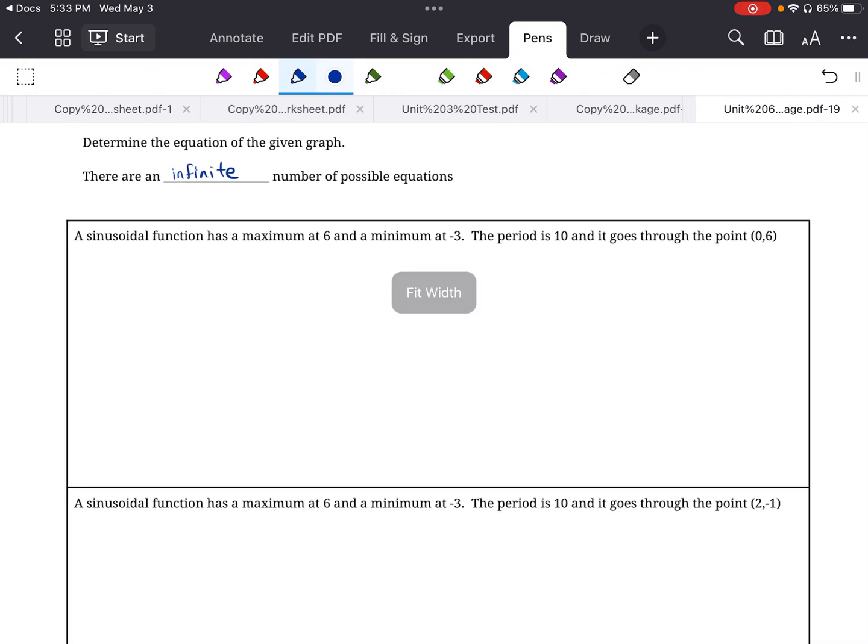Okay, a sinusoidal function has a maximum at 6 and a minimum at -3. The period is 10 and it goes through the point (0, 6).